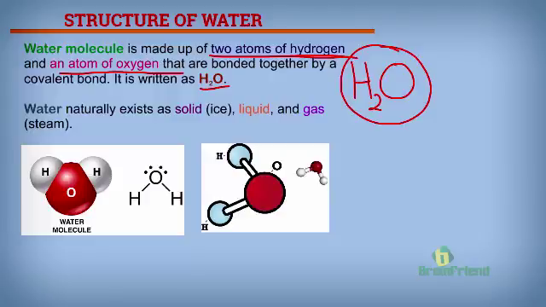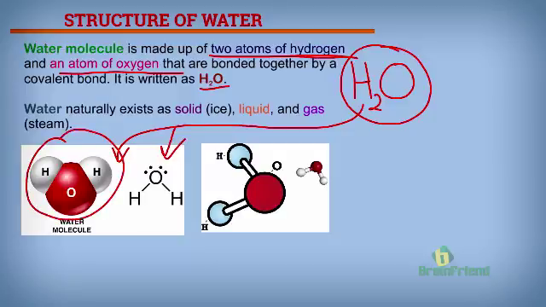You can see water can also be represented in these ways. This simply shows the structure of water in the form of a diagram. Here we have one atom of oxygen with 2 atoms of hydrogen. This also represents this, and we can also represent it this way. In any way you choose to draw the structure of water, it must contain 1 atom of oxygen and 2 atoms of hydrogen. Water naturally exists as solid, that's ice, liquid, and gas.